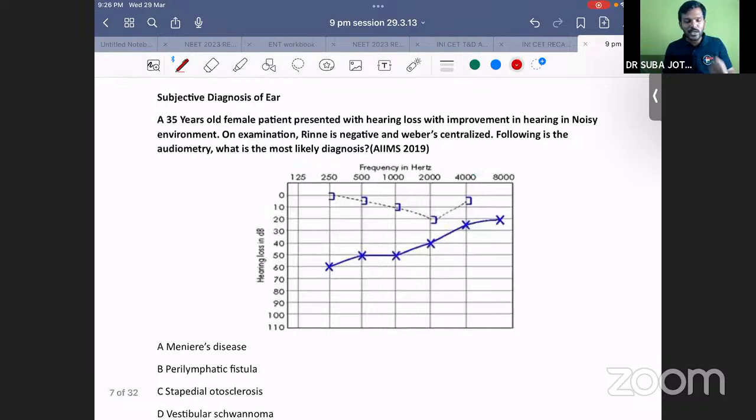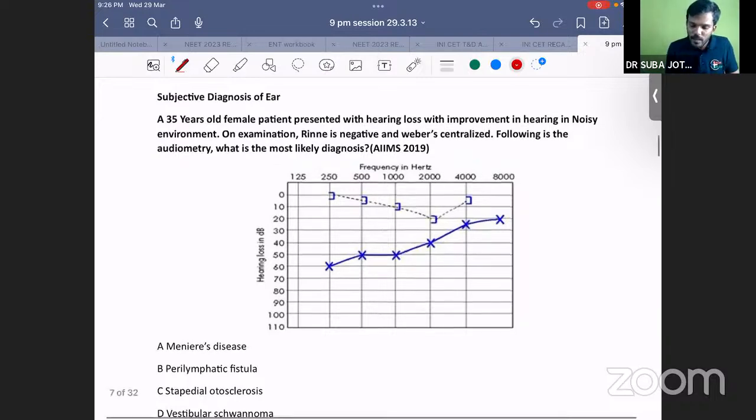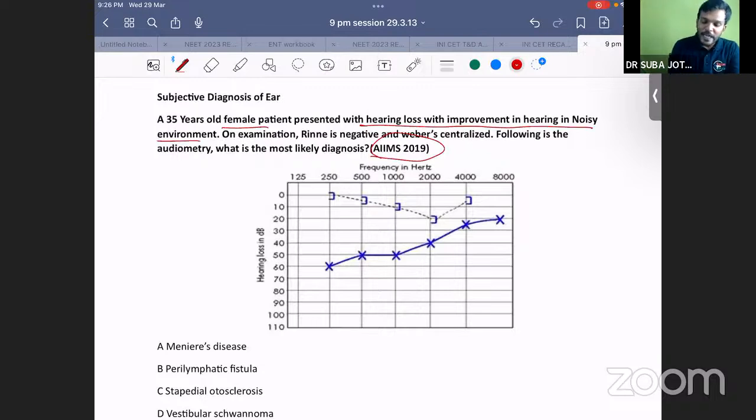Out of subjective diagnosis of the year, mainly I'm going to cover 2 topics: tuning fork test and audiometry. First we'll start with an AIIMS 2019 question. A 35 year old female presented with hearing loss with improvement in hearing in noisy environment. Rinne is negative, Weber is centralized. Following is the audiometry. What is the most likely diagnosis?